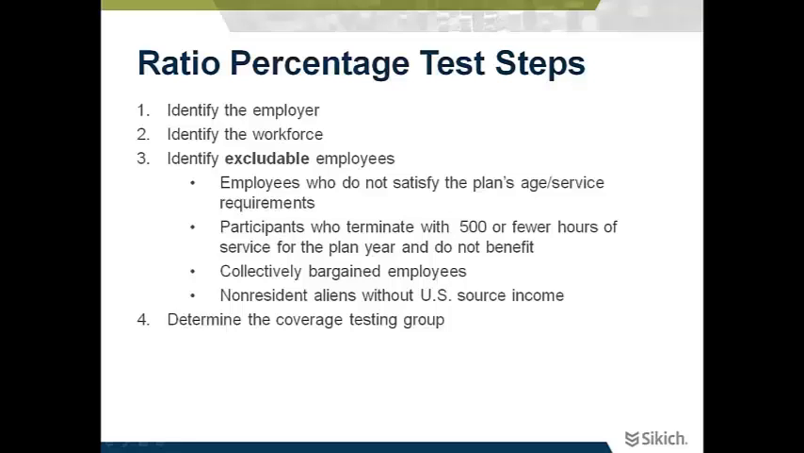Let's take the ratio percentage test step by step. First, we're going to identify the employer, then we're going to identify the workforce. Then step 3, we'll identify excludable employees. That would be employees who do not satisfy the plan's age and service requirements, participants who terminate with 500 or fewer hours of service for the plan year and do not benefit. It could be collectively bargained employees or non-resident aliens without U.S. source income. And then from there, we'll determine the coverage testing group.